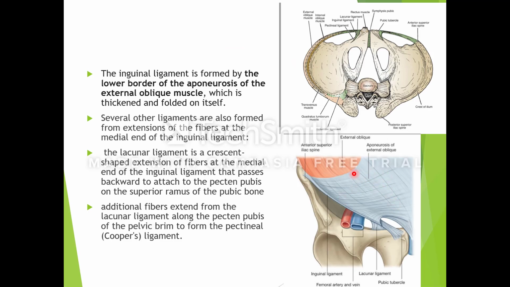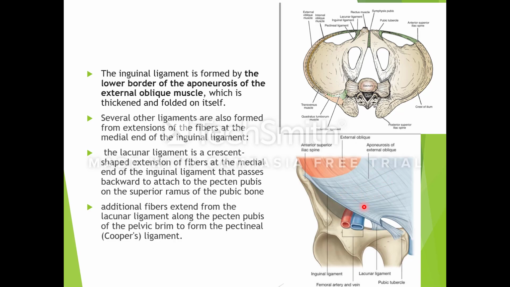When the fibers of the external oblique muscle form the aponeurosis of the external oblique muscle, and they are coming down, they thicken and form a ligament which is named the inguinal ligament. See here, this is the inguinal ligament. It is attached to the anterior superior iliac spine and the pubic tubercle. This is a ligament which is formed by the aponeurosis of the external oblique muscle when it thickens and folds on itself.